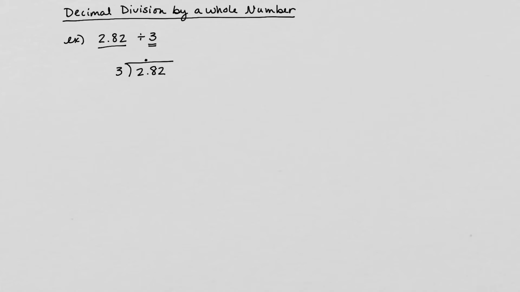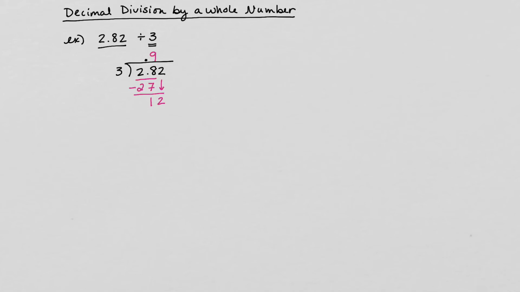And then I'm going to compare the 3 with the first number. So 3 is bigger than 2, which means my first division has to look at the first two numbers. So I'm going to figure out how many times 3 goes into 28, and 3 goes into 28 9 times. 9 times 3 is actually 27, and I'm going to subtract, so I get a 1. And then I have to bring down this 2 as well. So I'm left right now with 12.